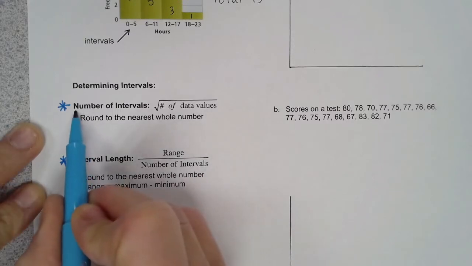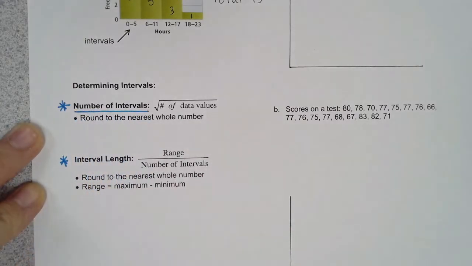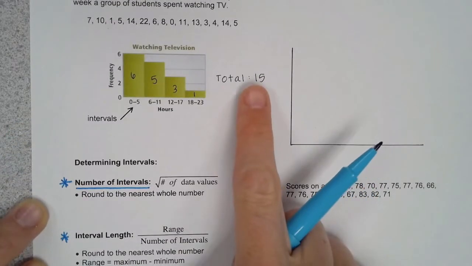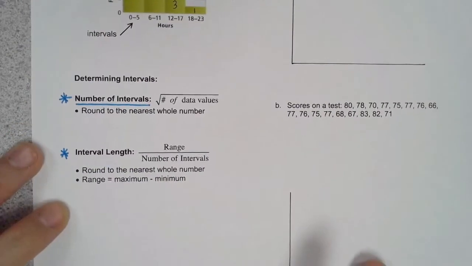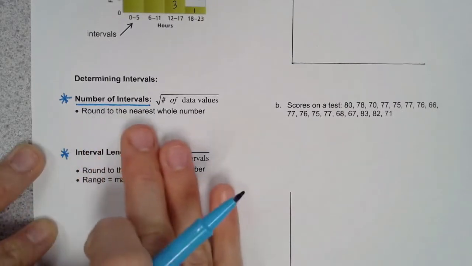To determine the number of intervals that you're going to do, so the number of bars on your graph, you're going to count up the number of the data values. So in the previous example, we'd be using 15 as our answer, and then you're going to take the square root of that number. It says here to round to the nearest whole number.